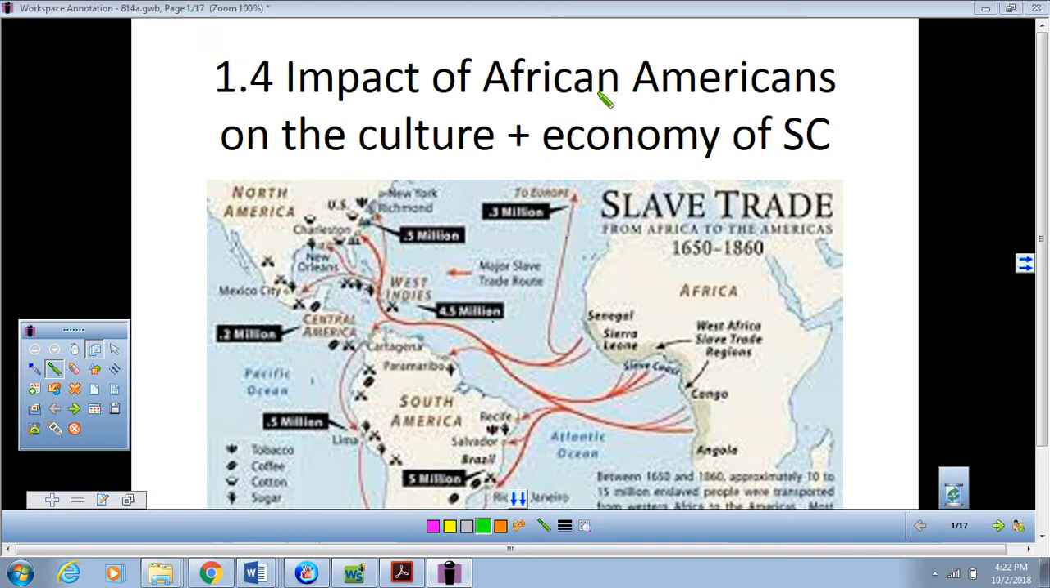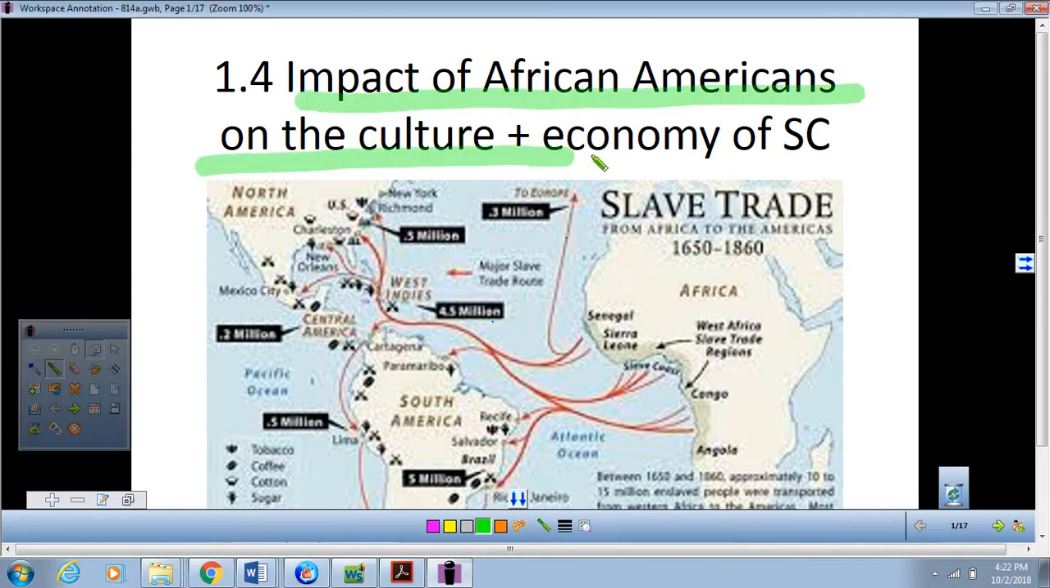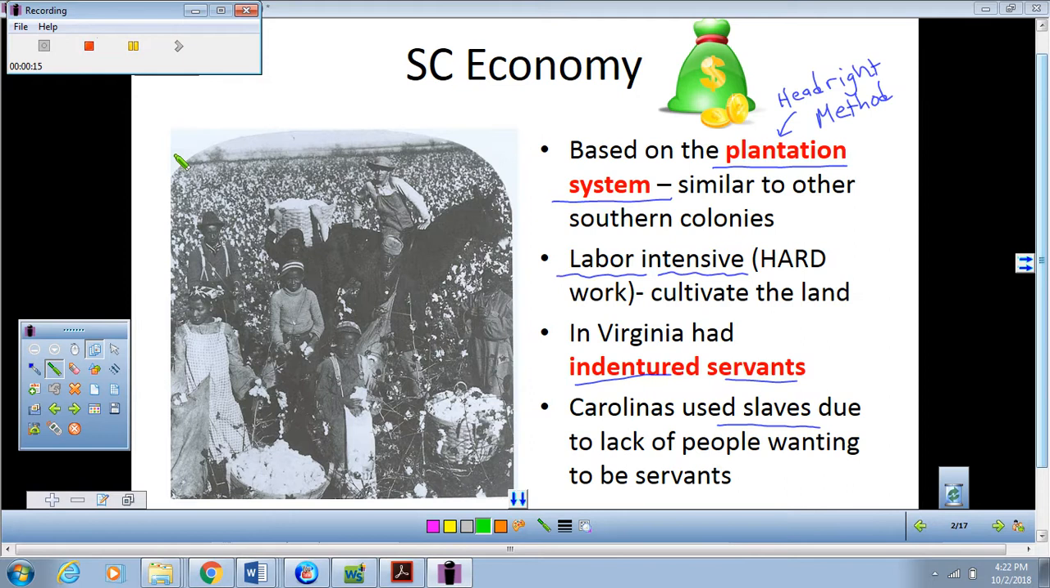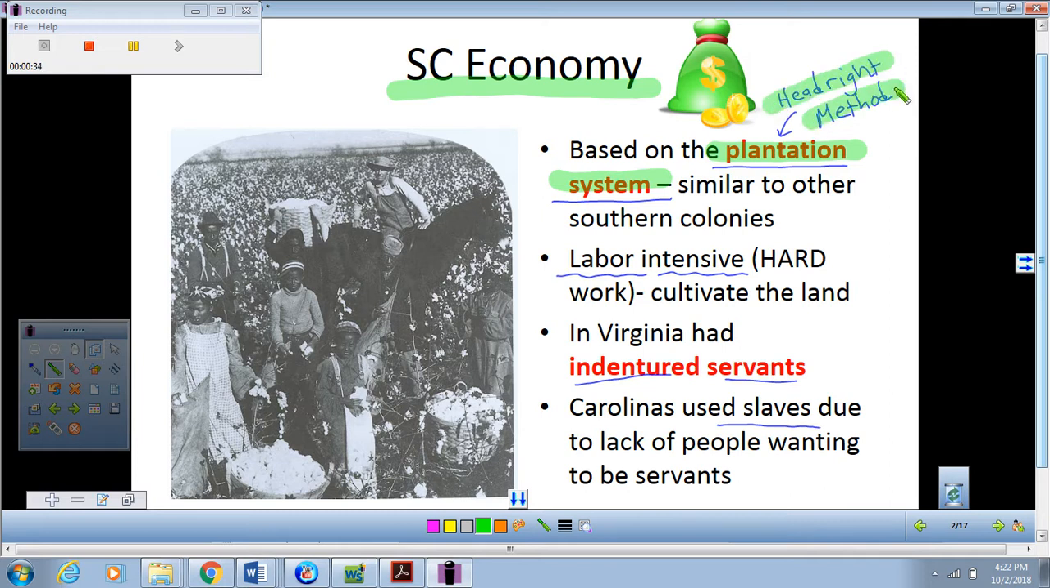In this lesson, we are going to continue the impact of African Americans on the culture and economy of South Carolina. We learned that the South Carolina economy, like all of the southern colonies, was based on the plantation system. This was because the lord proprietors, in order to attract renters to the Carolinas, enacted the headright method. The headright method would result in the formation of large plantations. And on these plantations, it would be necessary to have a labor force.